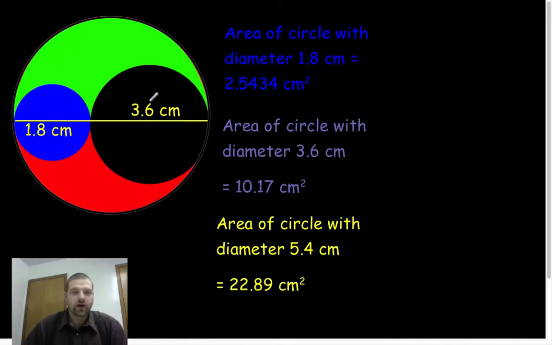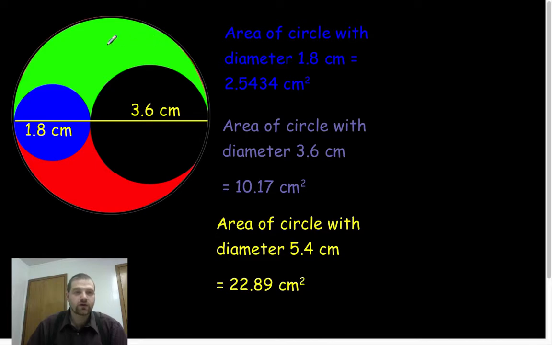Okay, now that we've looked at a circle with diameter 3.6 to find the area, and we found that it was 10.17 centimeters squared, a circle with diameter 1.8 had an area of 2.5434 centimeters squared, and if we add 3.6 and 1.8 we get 5.4, so the large circle would be a circle that is 5.4, and we found that the total area would be 22.89.